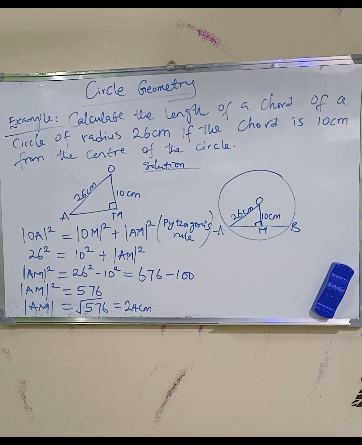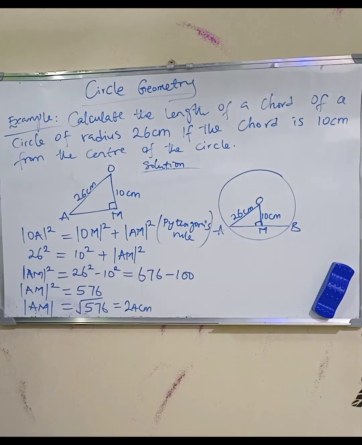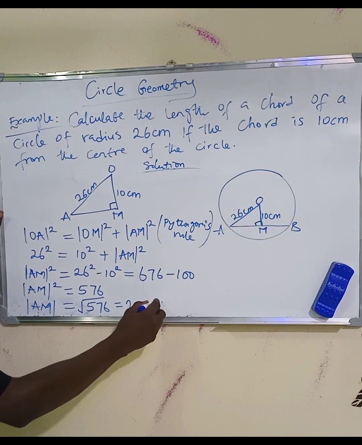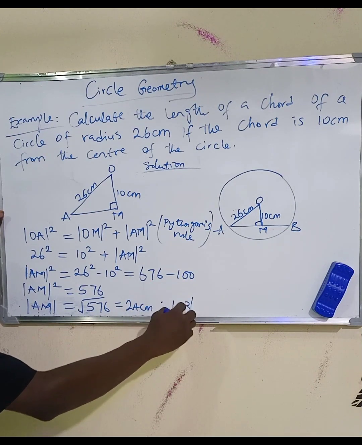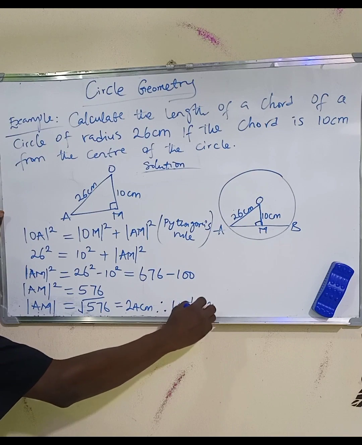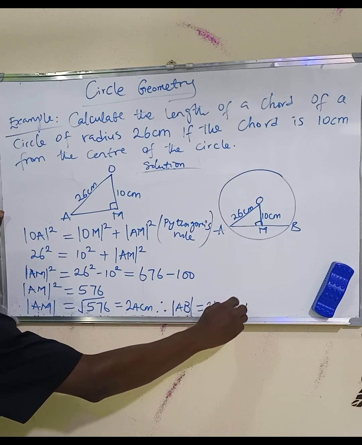So don't forget that 24 cm is just the length AM, which is half of the chord, like I said before. So to get the full length of the chord, which is AB, we have to multiply this 24 cm by 2. So therefore, length AB is equal to 24 times 2, which is equal to 48 cm.